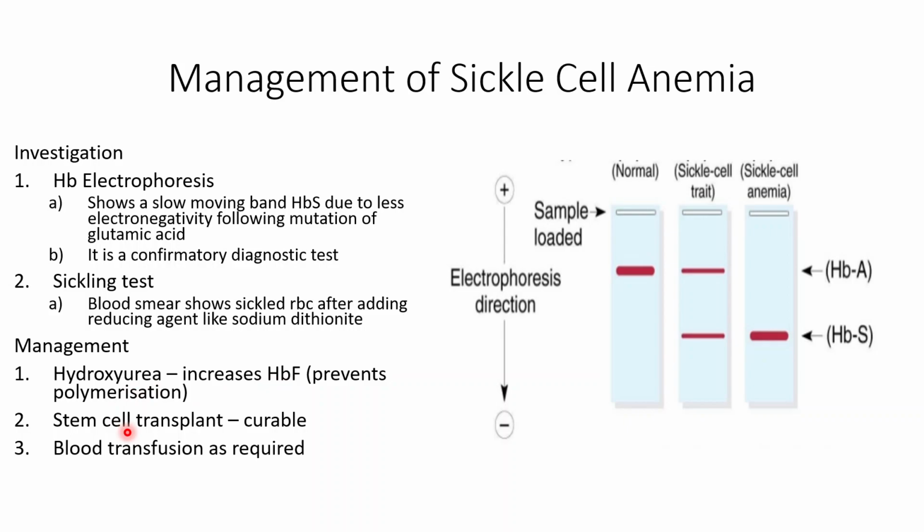Sickle cell anemia is also curable. We can do a stem cell transplant, and we can cure the condition. And if somebody has sickle cell anemia and cannot undergo a transplant, then they have to depend on blood transfusion. So this is how the management of sickle cell anemia takes place.